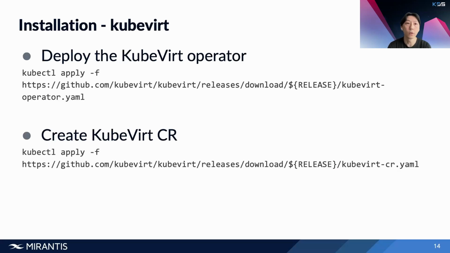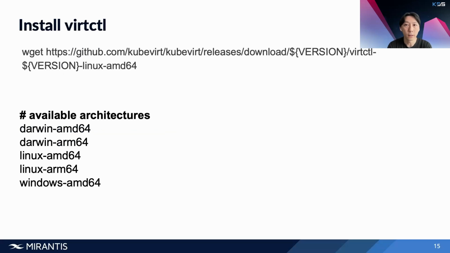Once that is up, there are two things that you will need to install for KubeVirt. The first thing is we're going to install the KubeVirt operator and then the custom resource. That will install all the KubeVirt components. And once you've done that, the last part is installing virtctl. Again, there are different available architectures. I'm on an M3 Max, so this downloaded the ARM64, but you could download that for your environment as well.